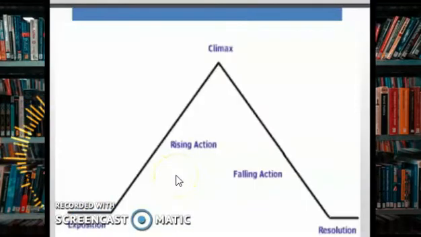So this is what a plot diagram looks like. You have to remember this one. So in here, we will be starting with the exposition. We have to rise it up like a mountain, and that's the rising action. The highest point or the peak of the mountain is the climax. And then it would fall down the other side of the mountain, and that's the falling action, where the problems and conflicts are resolved, and the resolution, which is the end of the story.